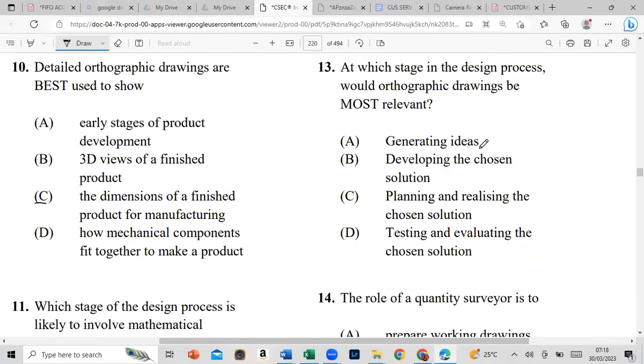Number 13. At which stage in the design process would orthographic drawing be most relevant? A, is it generating ideas? B, developing the chosen solution? Or is it C, planning and realizing the chosen solution? Or D, testing and evaluating the chosen solution? And that would be developing the chosen solution. B is the answer.